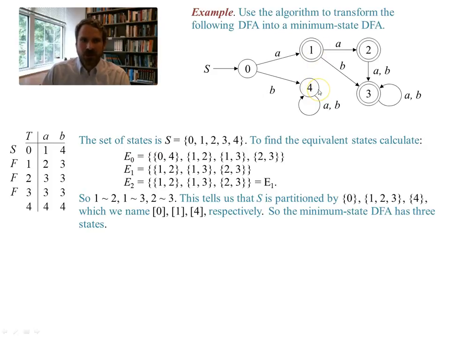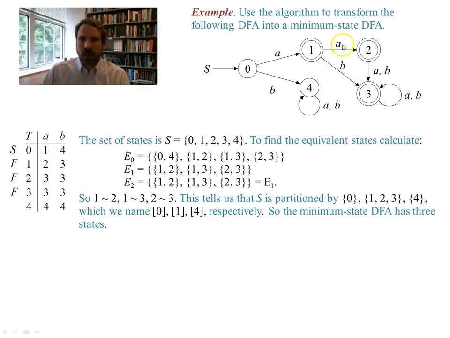So states with different outputs can't be the same. Therefore, we exclude the set 0, 4 from my next iteration of this process, because I now know that 0 and 4 cannot possibly be the same state. These states cannot be equivalent.